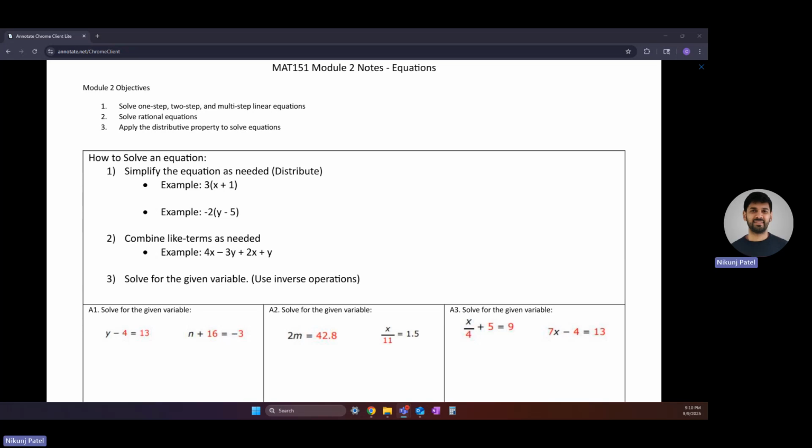Usually there's three things that you need to look for, and you want to go in this particular order, depending on the equation that you're trying to solve. The first thing you want to try to do when you're solving an equation is to simplify that equation as much as you can. And one way to simplify is to do what's called distributing.